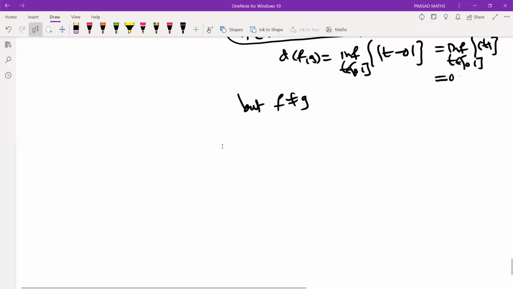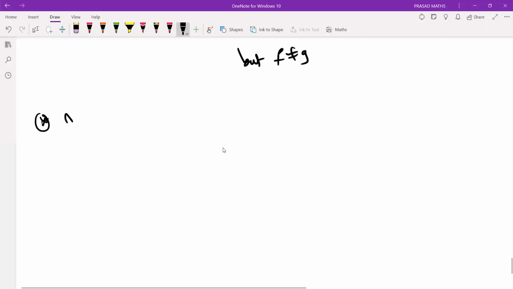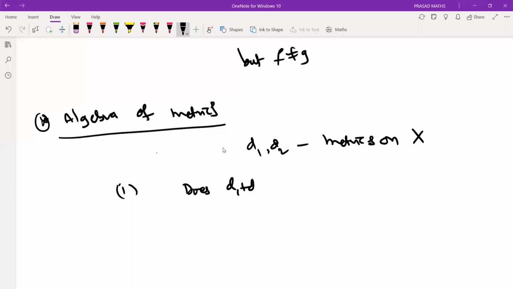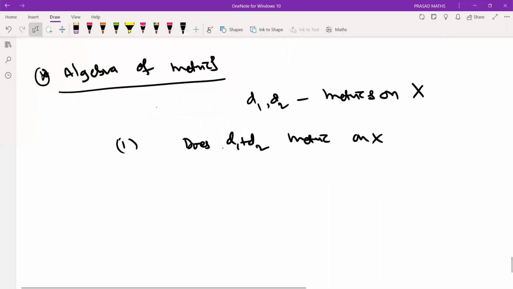Okay, next is algebra of metrics. Right? First question before going to this. Suppose D1, D2 are metrics on a set X. Does it mean that the sum of two metrics is again a metric? To answer this question, the idea is very trivial. You can take this as D equals d1 plus d2.